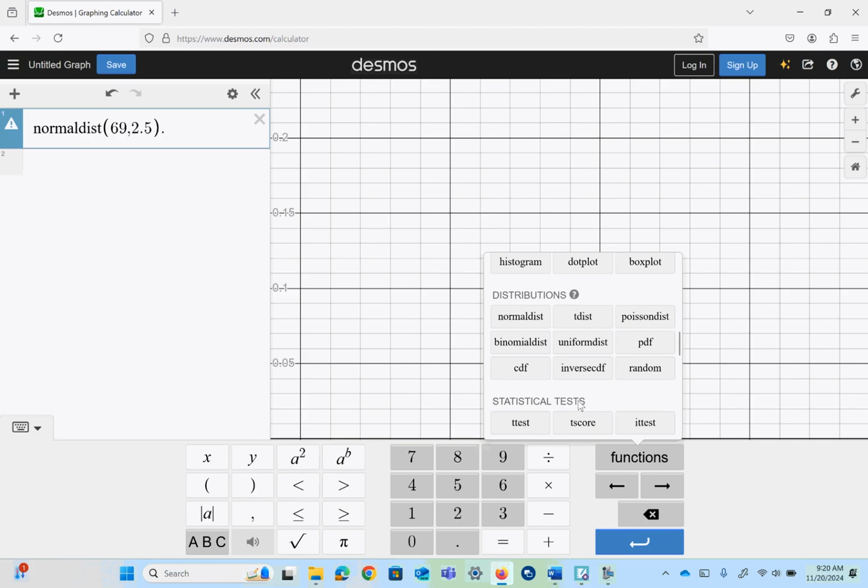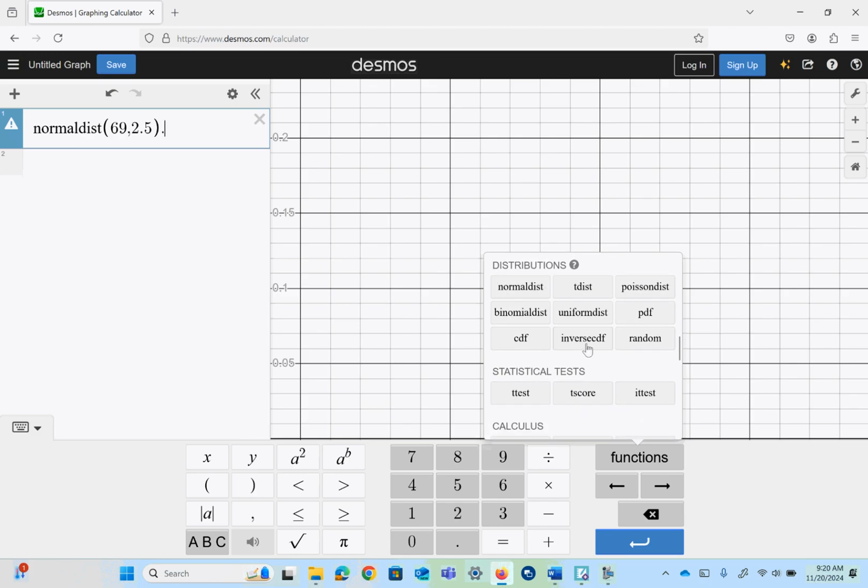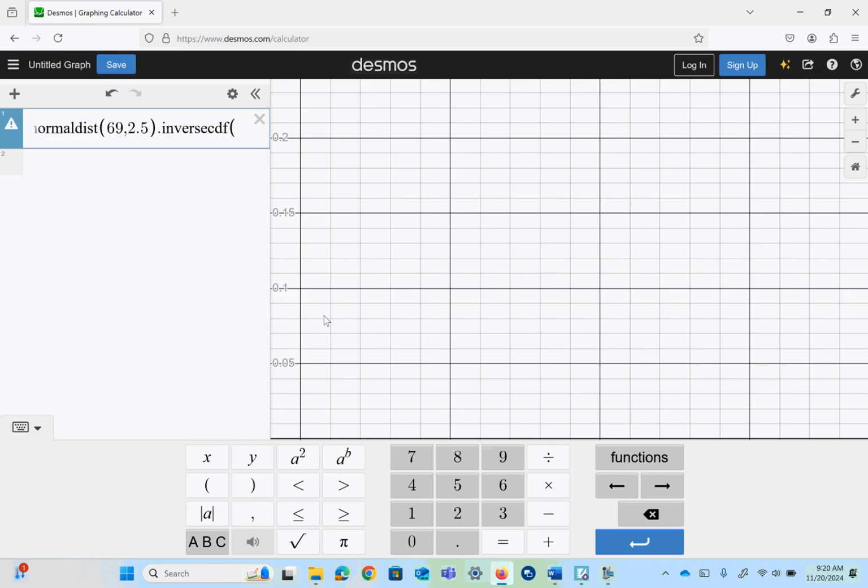under distributions, inverse CDF. So 99th percentile is 99%. 99% as a decimal is 0.99. So this would mean that if somebody was at the 99th percentile as far as height goes, as far as an adult male, they would be 74.82 inches tall. Okay, so it's way far to the right. So it's important that you realize that.